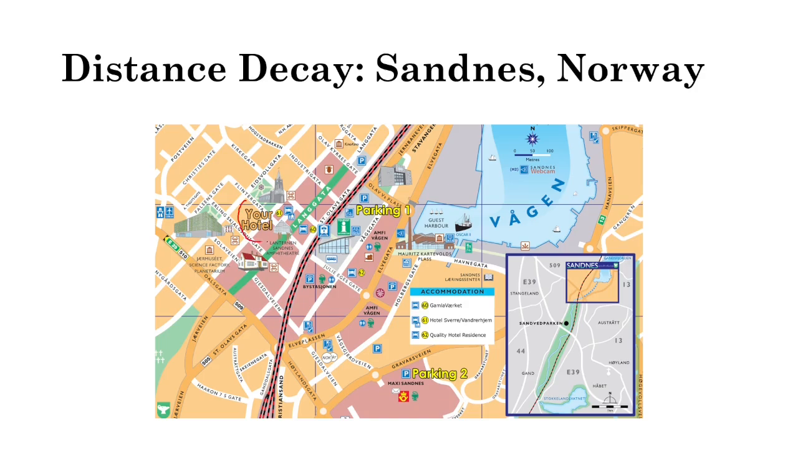So this is your hotel. Where are you more likely to park your car? In parking lot 1 or parking lot 2? According to distance decay, you're more likely to park in parking lot 1.